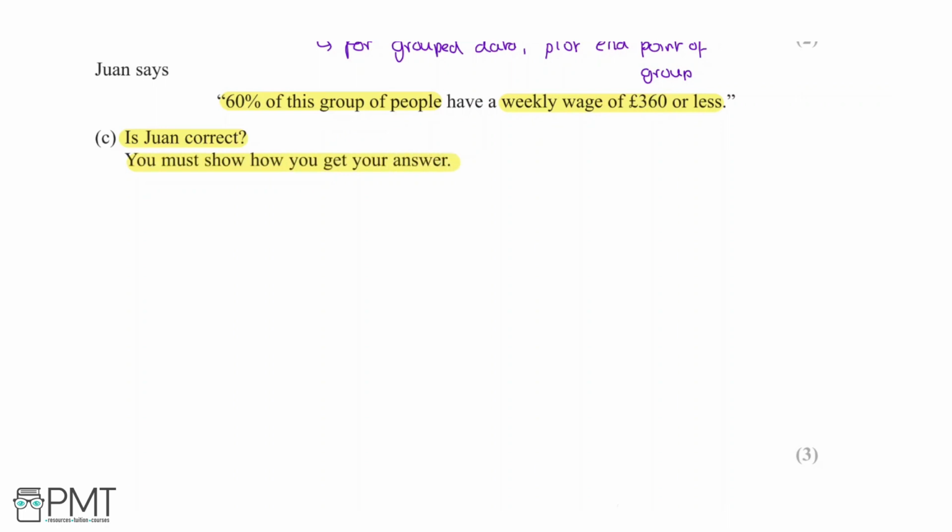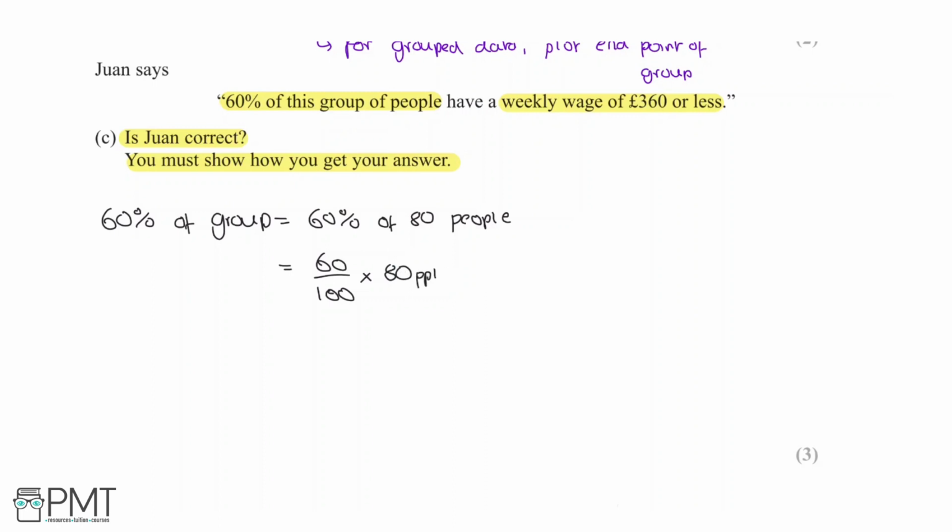To begin with, I'm going to work out what 60% of the group is. So 60% of the group equals 60% of 80 people. This equals 60 over 100 times 80, and I'm going to use the notation PPL for people. Because we've got the 100 and 2 zeros here, we can cancel things out by writing it as 60 times 80 over 100. We take this 0 and this 0, and they cancel.